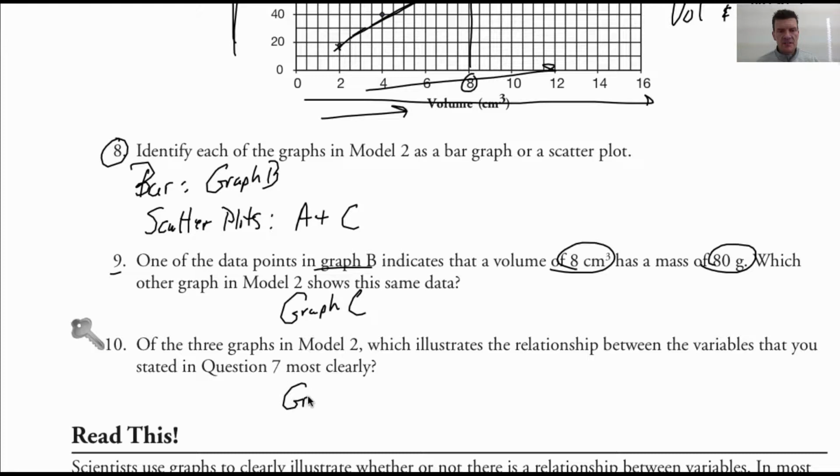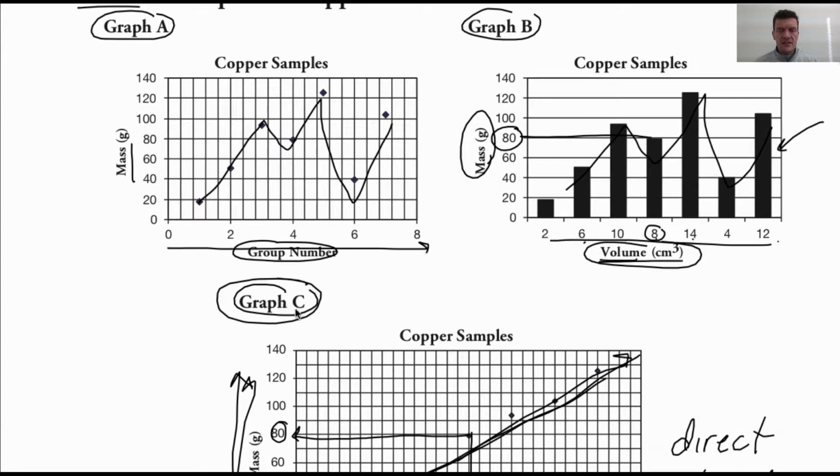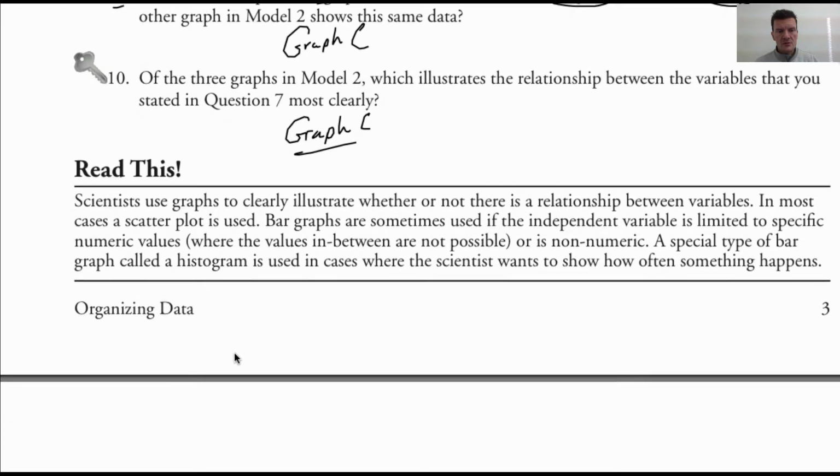So again, graph C is showing us that relationship very clearly because of the way it was organized. You get to choose how to organize it. So hopefully you'll choose a graph, in this case graph C, that clearly organizes the data so that we can draw some conclusions from it.